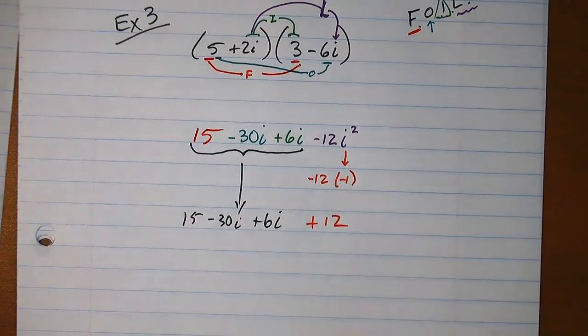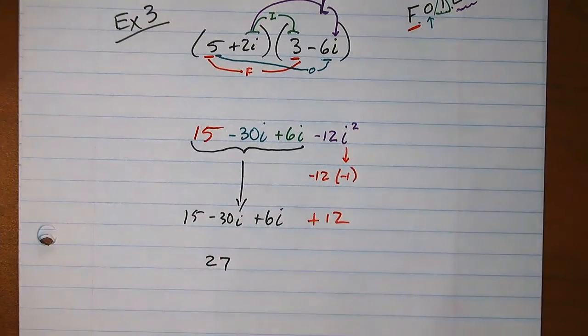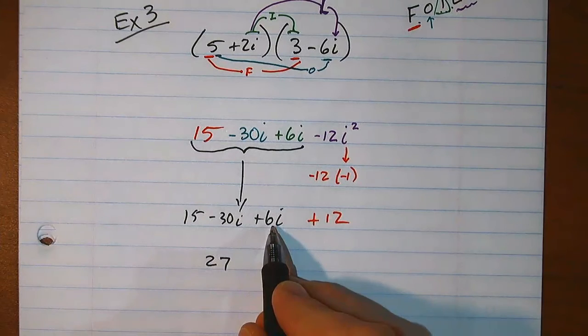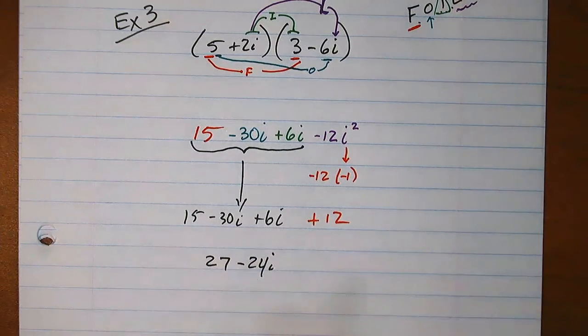I finished by combining my like terms. A positive 15 and a positive 12 are going to give me a 27. A negative 30i and a positive 6i will leave me with a negative 24i. And there is my answer. Okay, so that's the process using FOIL.